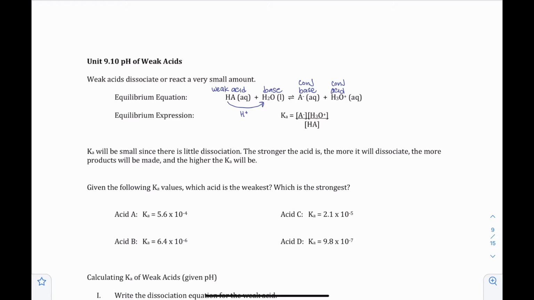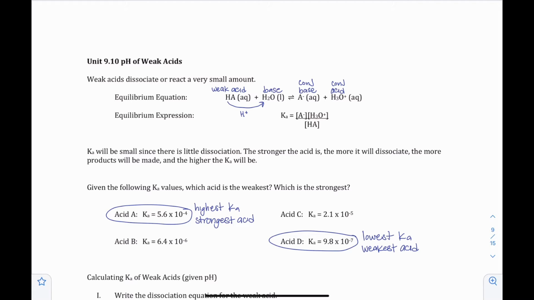The larger the K is, the more dissociation there is, which means the stronger the acid is. Given the values for Ka, which acid is the weakest and which is the strongest? The weakest acid should be the one with the smallest value for K, because that's the acid that dissociates the least. The strongest acid would be the one with the biggest K, because that's the acid that dissociates the most.